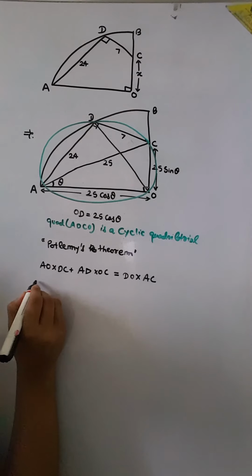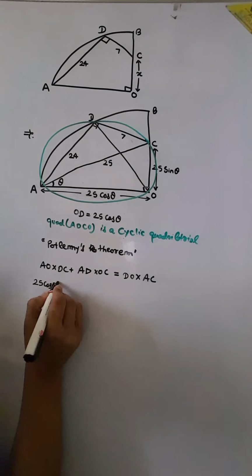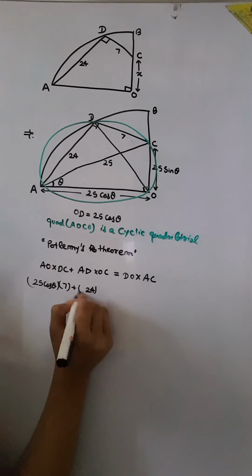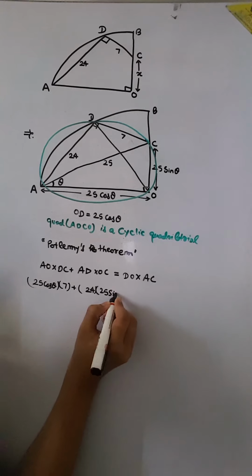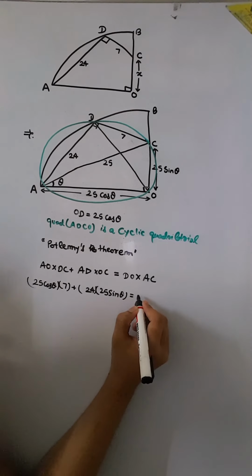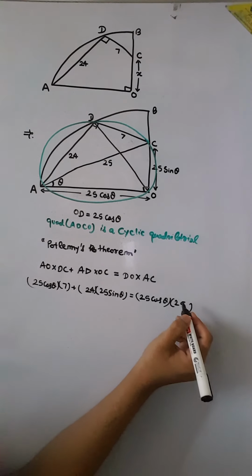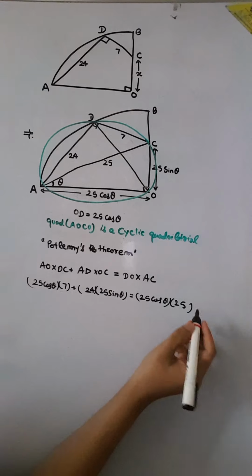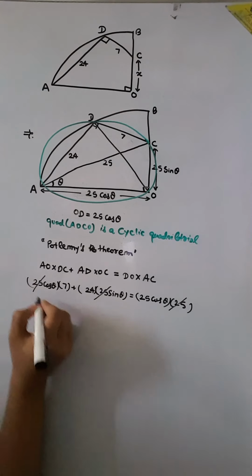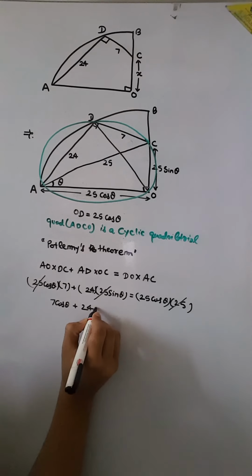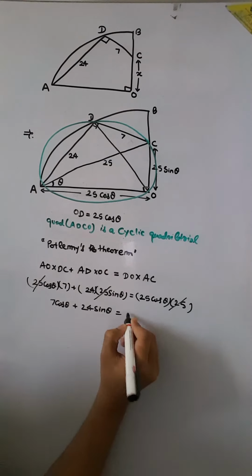So the value of AO is 25 cos theta, the value of DC is 7, plus the value of AD is 24, the value of OC is 25 sin theta. The value of DO is 25 cos theta, and the value of AC is 25. So we can see that 25 is everywhere, so we can cancel the 25s. Then we will have 7 cos theta plus 24 sin theta is equal to 25 cos theta.